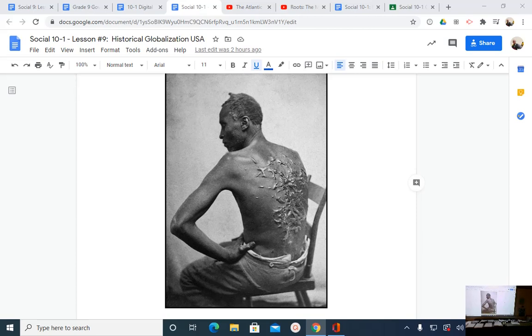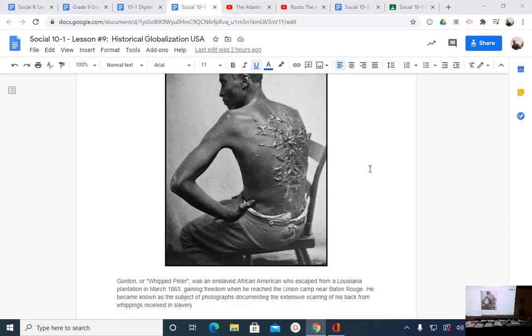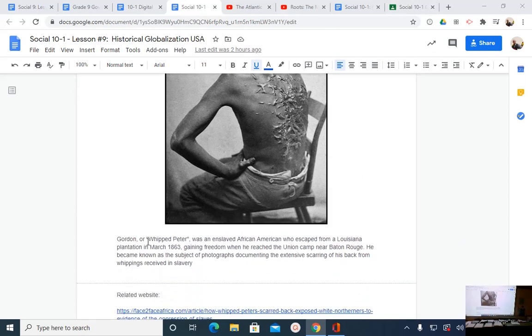The connection to globalization here is we have an individual who was affected directly by the transatlantic slave trade. This is a man who was a slave. So the connection between the photograph and globalization is this photograph is a man who was a part of the transatlantic slave trade, so you could talk about the slave trade. His name was Whip Peter. His actual name was Gordon. His actual African name is not known.